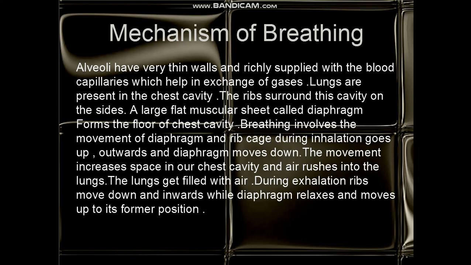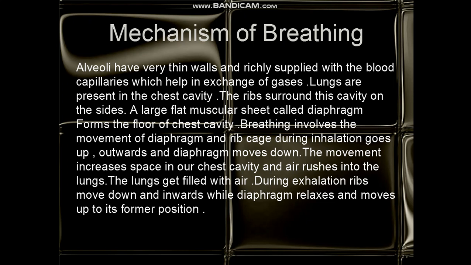The ribs surround this cavity on the sides. A large flat muscular sheet called the diaphragm forms the floor of the chest cavity. Breathing involves the movement of the diaphragm and the rib cage. During inhalation the rib cage goes up and outwards, and the diaphragm moves down and contracts. The movement increases space in our chest cavity and air rushes into the lungs. The lungs get filled with air.